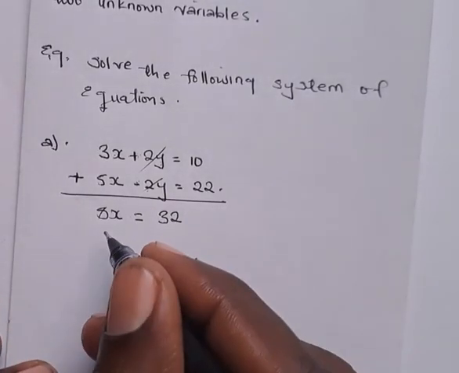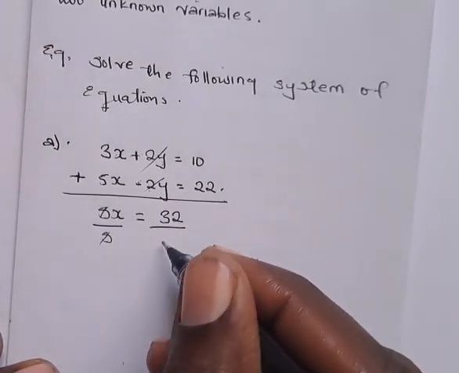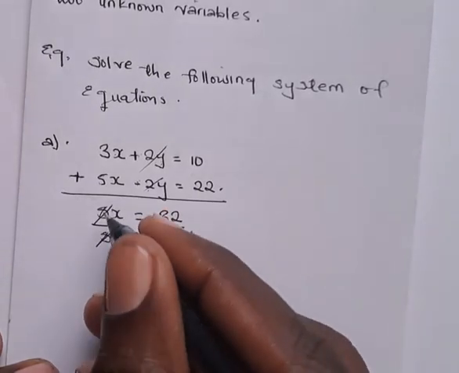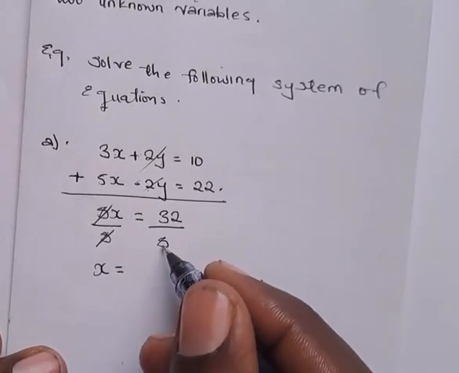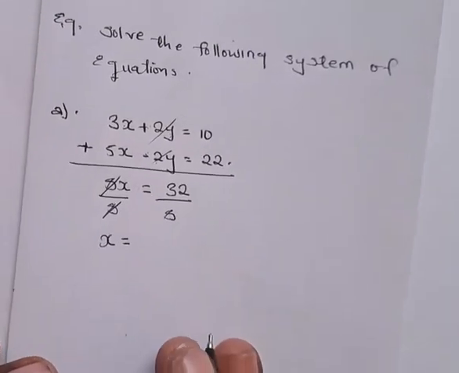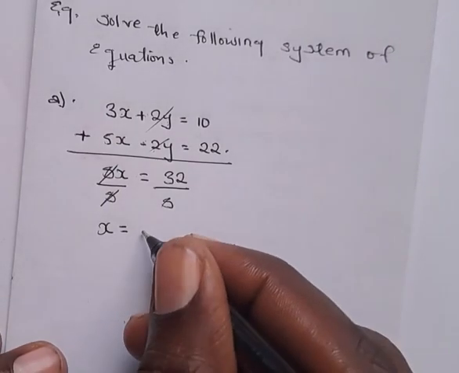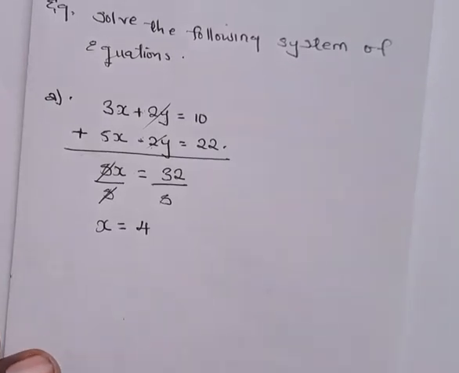Then from here, we just divide both sides by 8. 8 into 8x is x, because the 8s cancel each other, so x is equal to 32 divided by 8. 8 into 32, that is 4. So x is equal to 4.